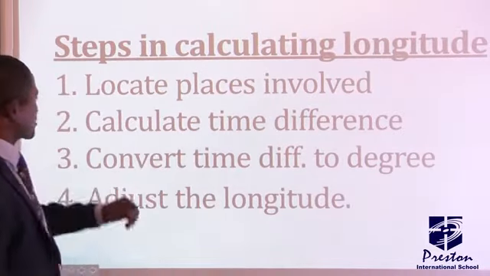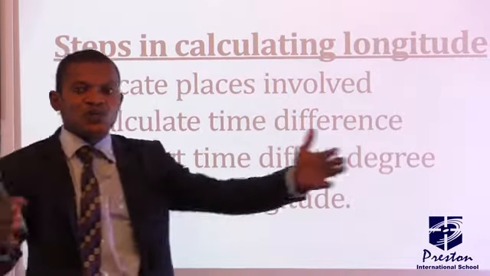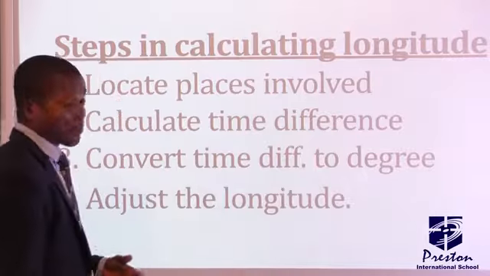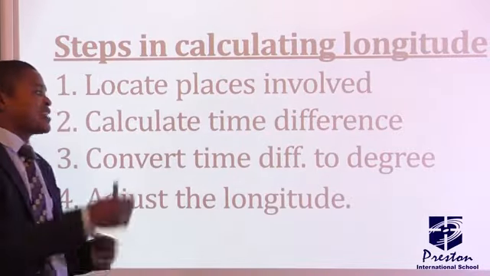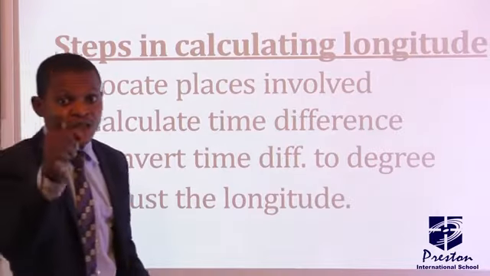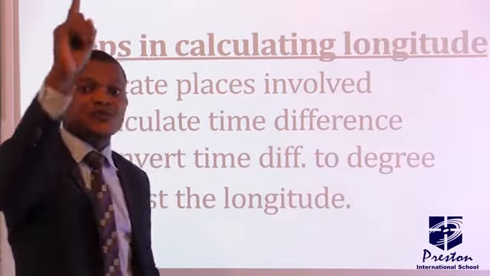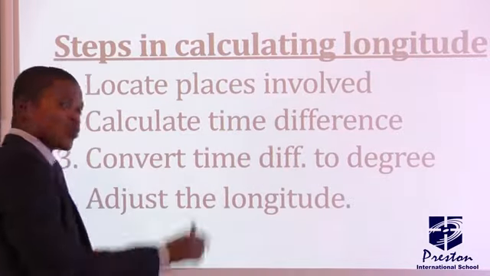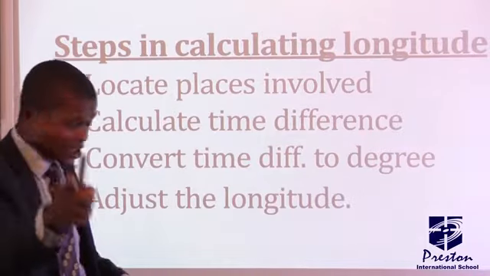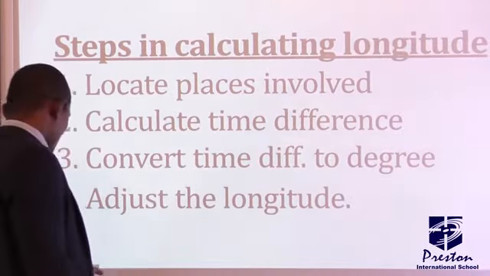The earlier time. Step number two, you calculate the time difference. Because the two times will be given, look at the difference between the two times by subtracting one from the other. Preferably use a clock. We are going to do that before the end of this class. Then convert the time difference to degrees, taking note that 1 hour is 15 degrees. Take note. 1 hour is 15 degrees. Now, lastly, you adjust the longitude of that place.